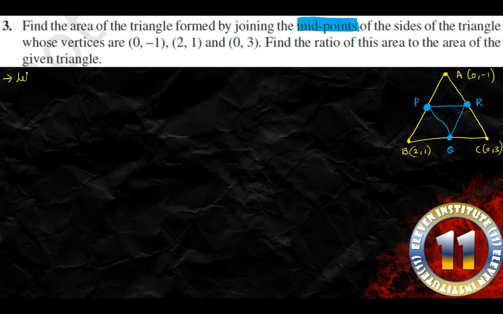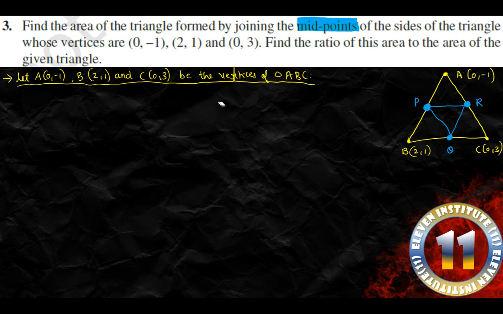So first of all, we will assume that let A 0, -1, B 2, 1, and C 0, 3 be the vertices, right? Be the vertices of triangle ABC. Right, this is the first assumption that we have made, that these three are the vertices of triangle ABC.